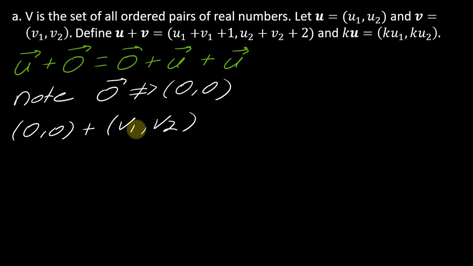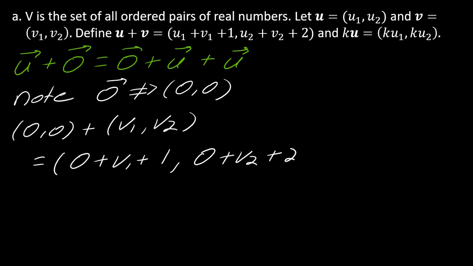Okay, so this is my first vector. This is my second vector. So if I add these two together, I get 0 plus V1 plus 1, and then I get 0 plus V2 plus 2. So that is what this operation tells me to do. And so then, of course, this is just going to be V1 plus 1 and V2 plus 2.